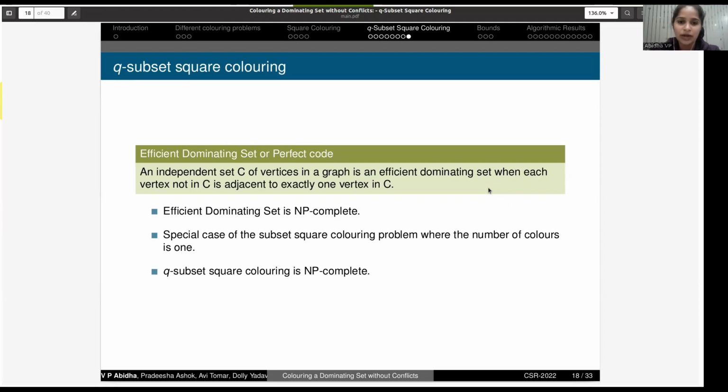And the efficient dominating set problem is another problem which is closely related to the Q subset square coloring problem. An independent set C of vertices in a graph is an efficient dominating set when each vertex not in C is adjacent to exactly one vertex in C. This efficient dominating set problem is NP complete, and it is a special case of the Q subset square coloring problem. So the Q subset square coloring problem is also NP complete.